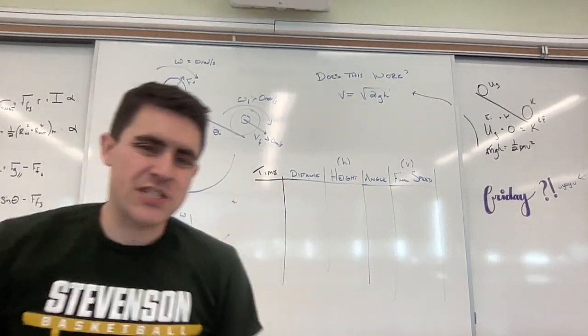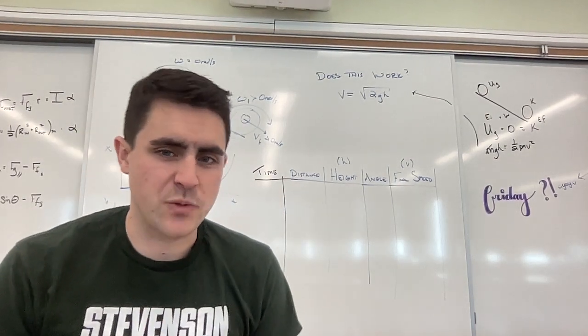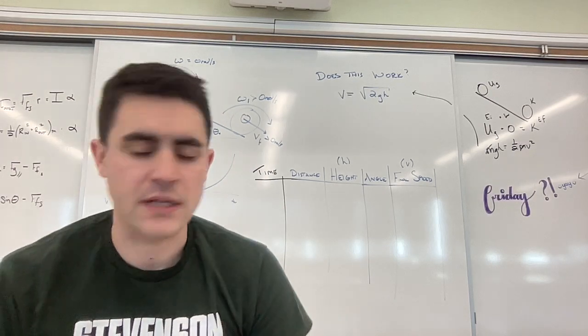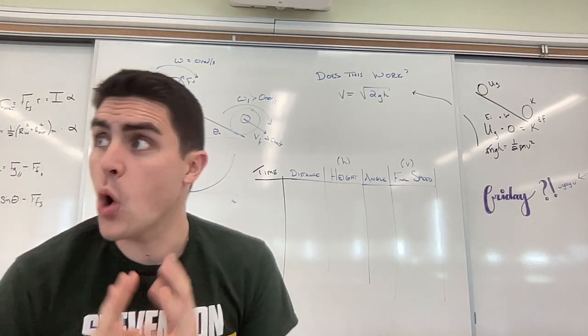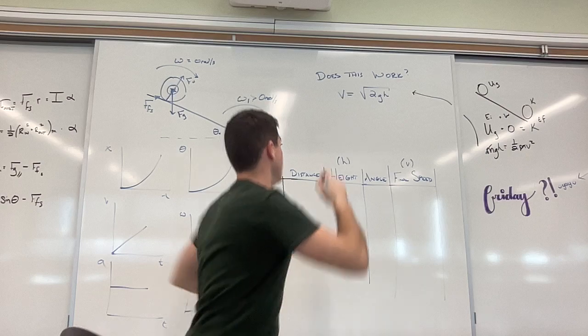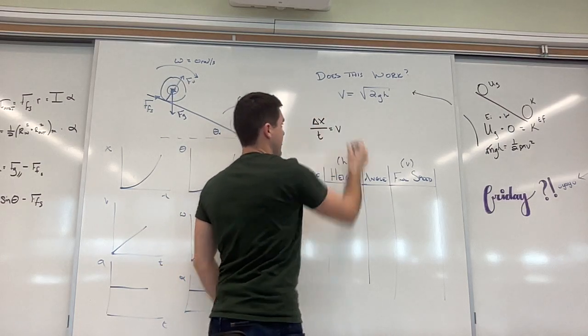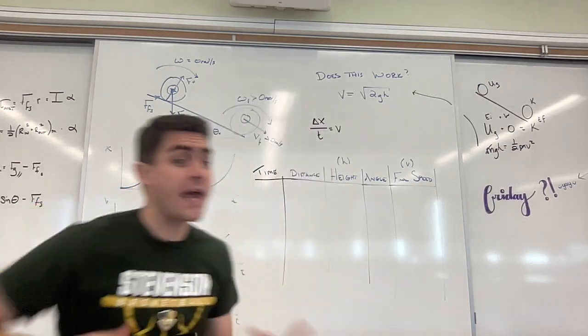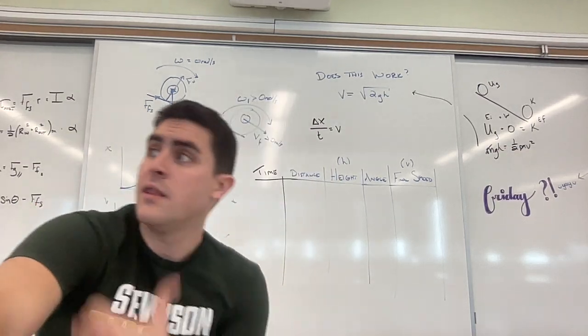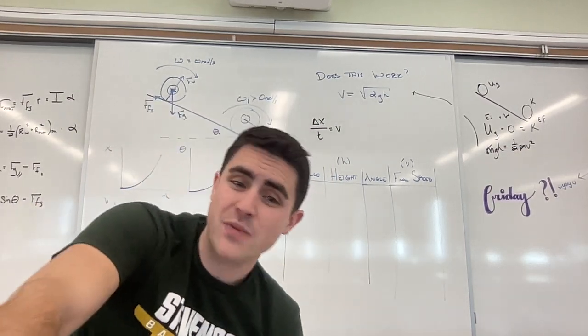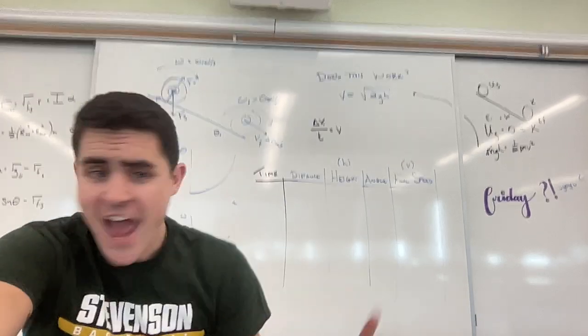You're going to use distance over time to find final speed. And I know what you're thinking at home. You're like, Gustin, this thing's accelerating. No way can I use distance over time. Change in position over time equaling velocity is not an equation we like to use when things are accelerating. And my response to that is, not so fast.